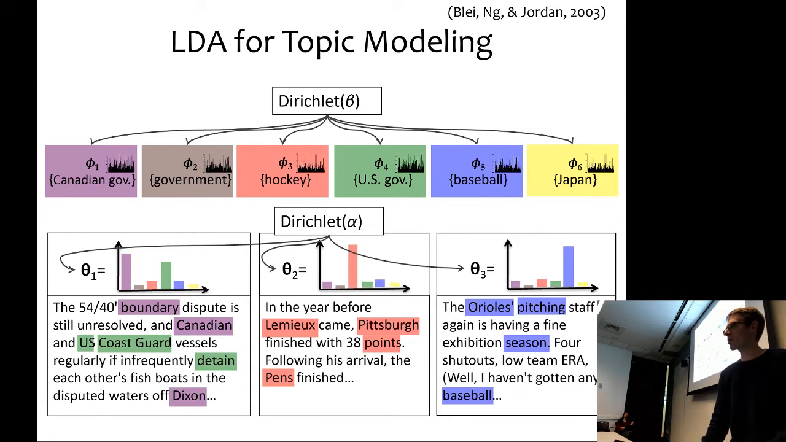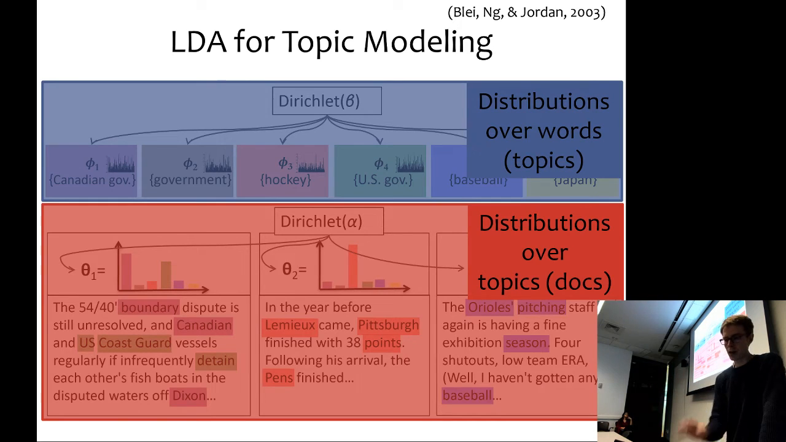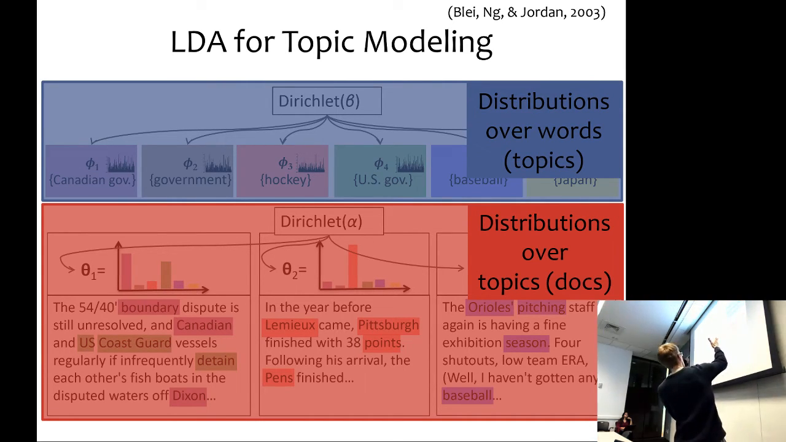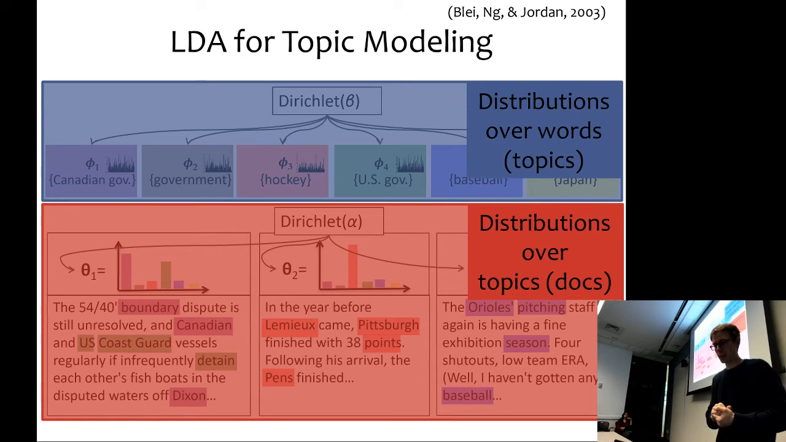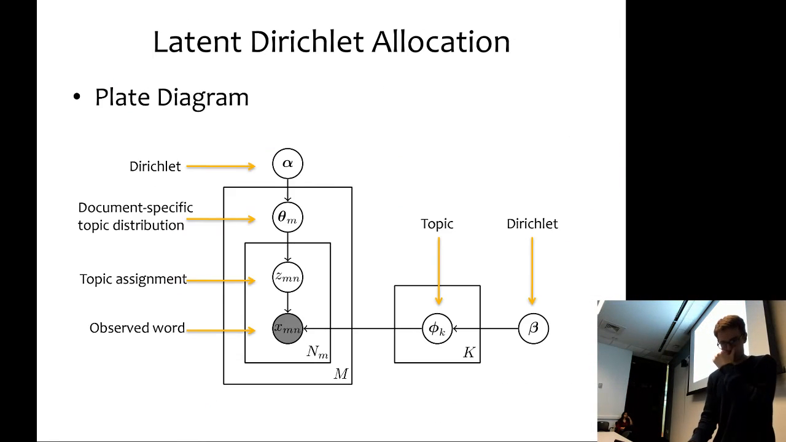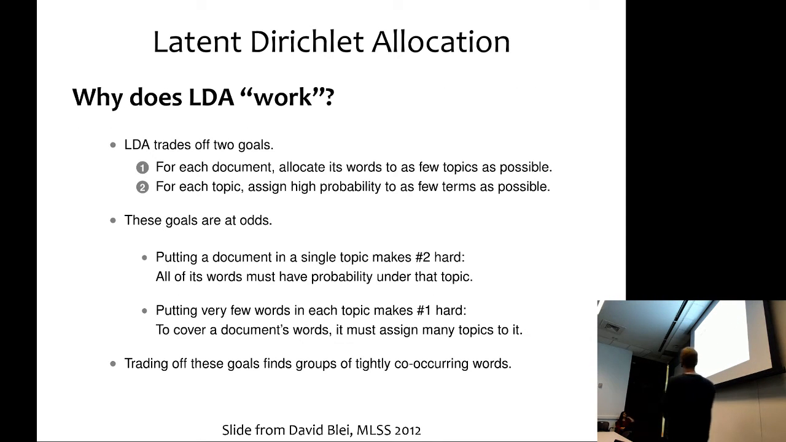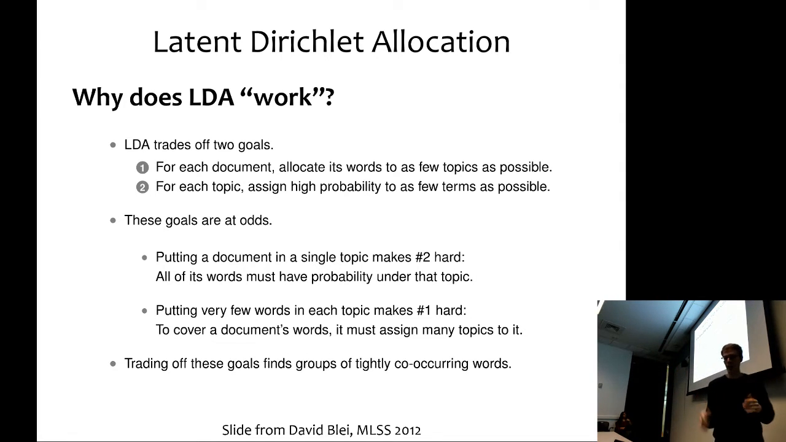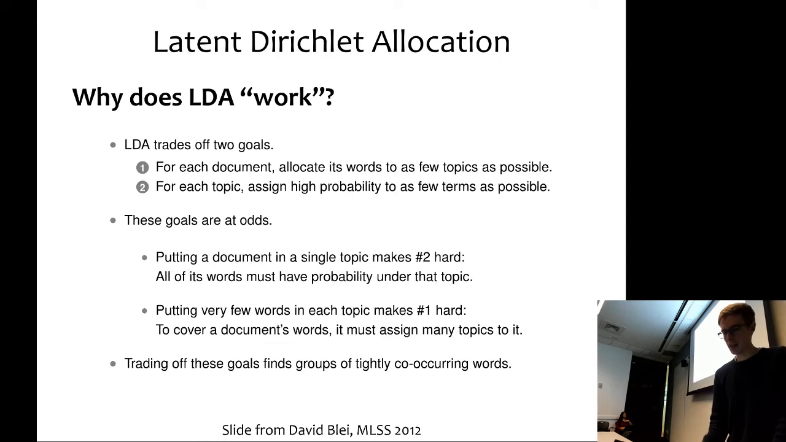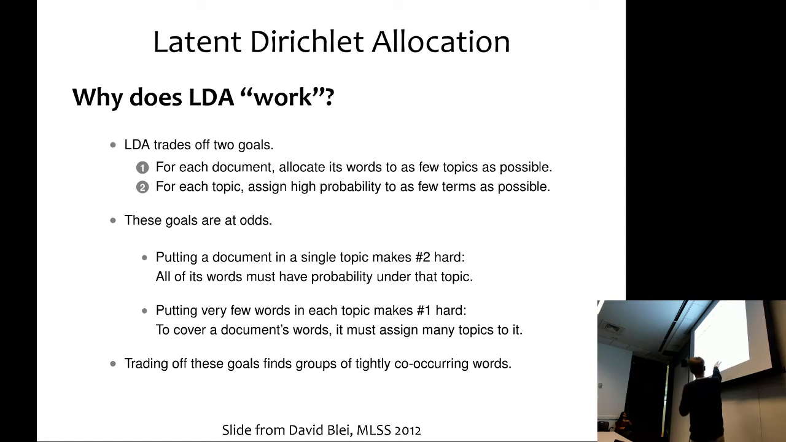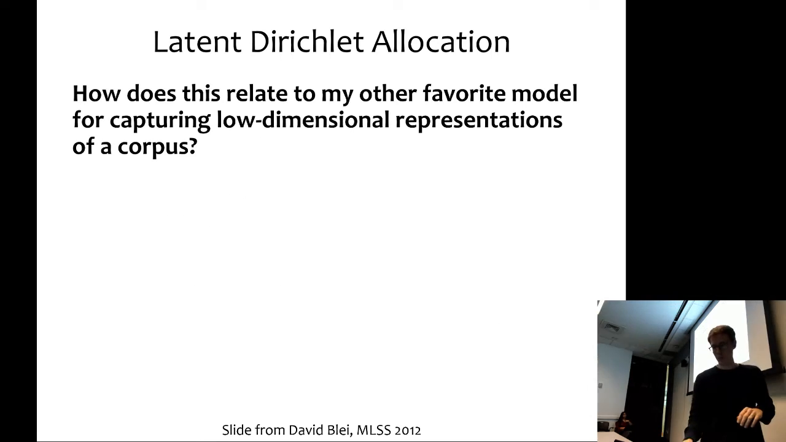So we can proceed through and generate entire documents in this way, and the crucial decomposition that we have here is this distribution over words and this distribution over topics. And we saw last time that these two modeling goals are kind of at odds with each other. And it's that tension between them that actually gives rise to something interesting, and that allows us to find groups of tightly co-occurring words in interesting ways.